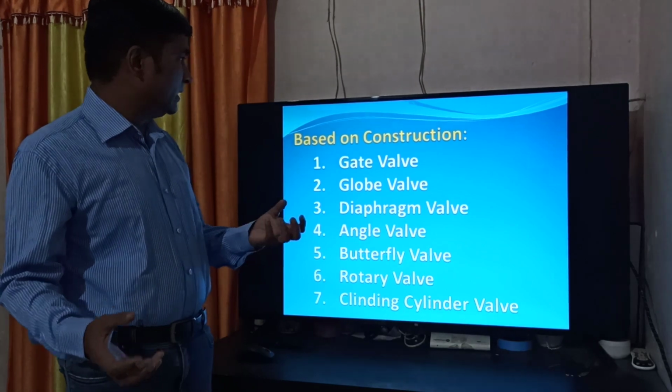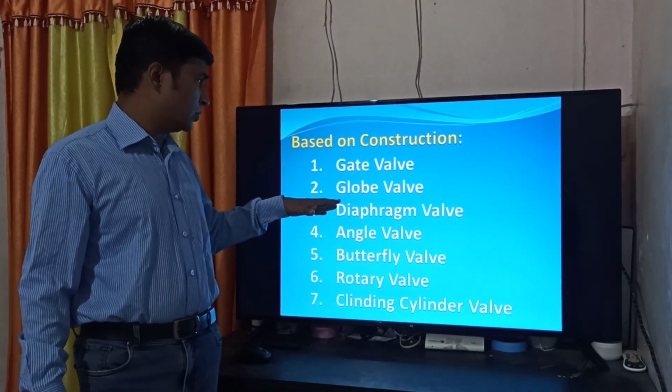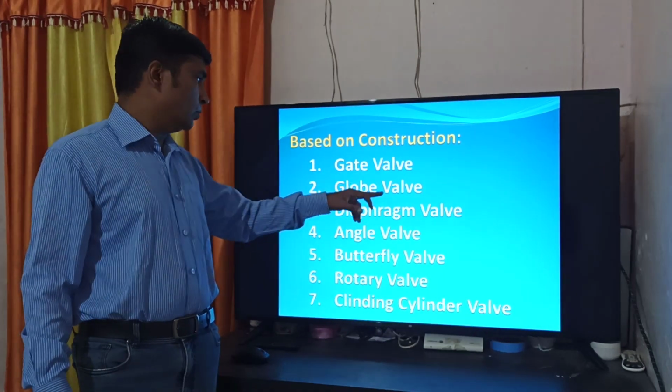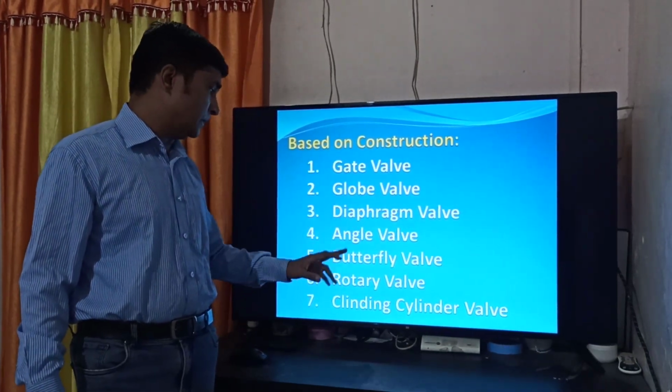So depending upon the construction of valve, there are types of control valves: gate valve, globe valve, diaphragm valve, angle valve, butterfly valve, and rotary valve.